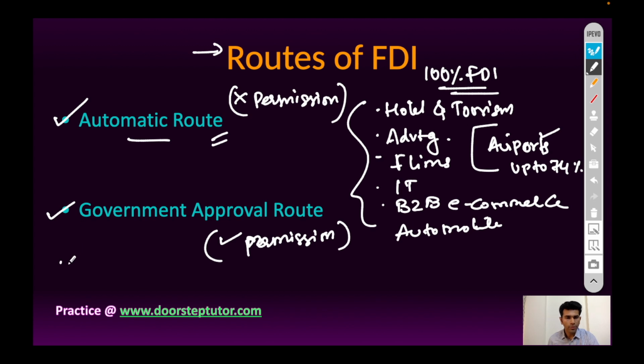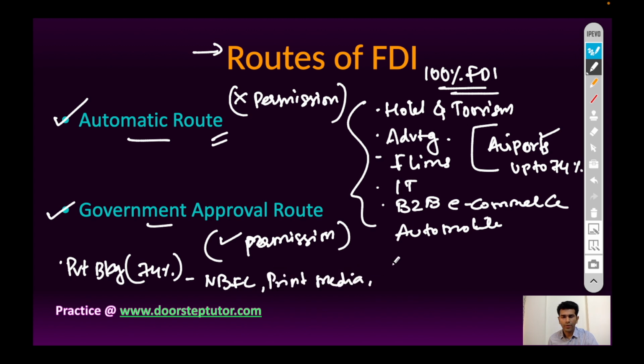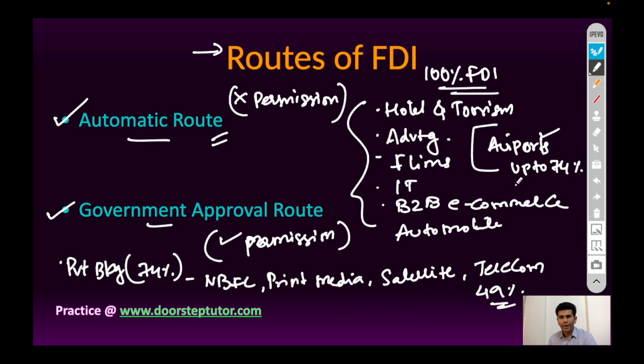Under government approval route, private sector banking, up to 74% government approval is required. Then non-banking financial corporation, 100% FDI is allowed, but it requires a prior approval of government. Then print media, satellite, telecommunication, up to 49% FDI is allowed under government route, and airport sector above 74% government approval is required. So two routes are available, automatic route and government approval route.